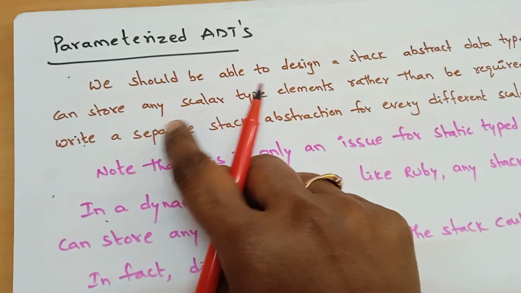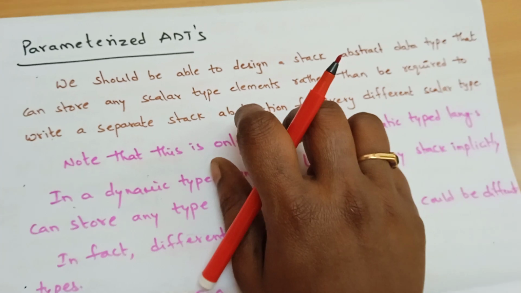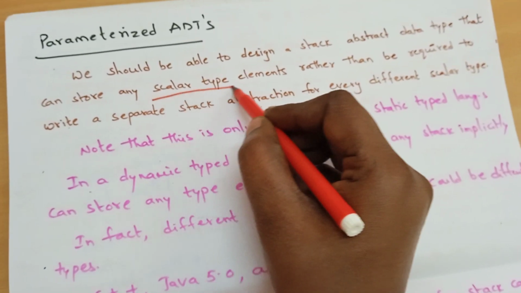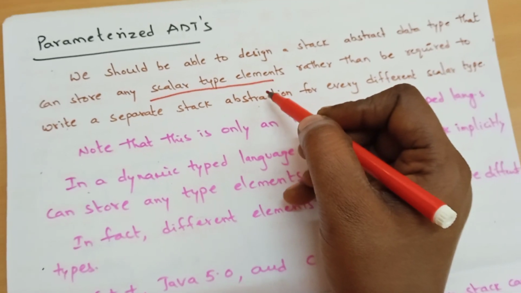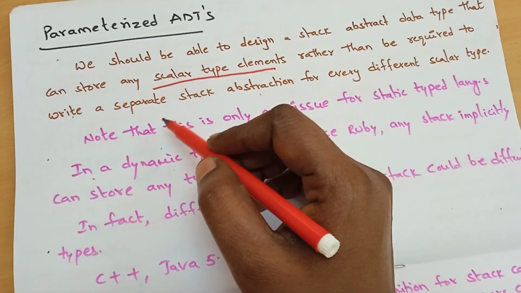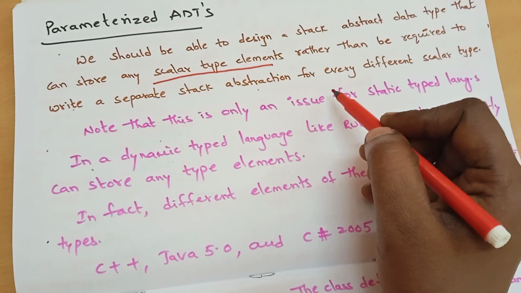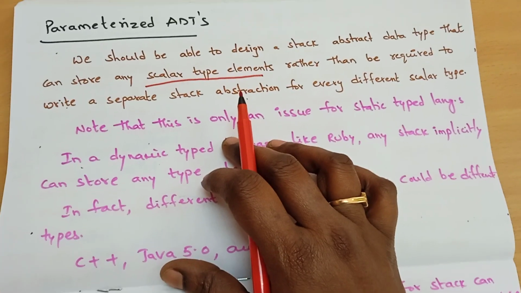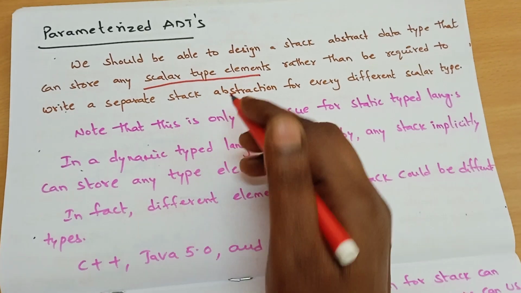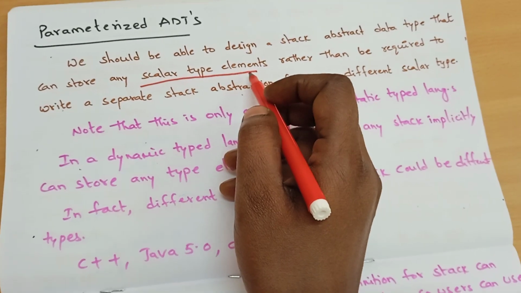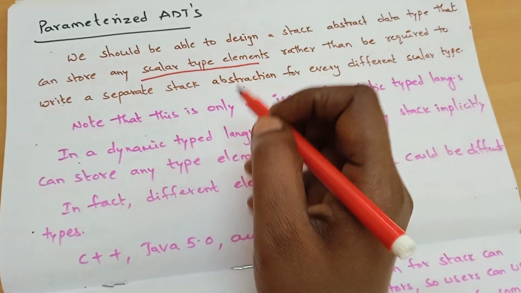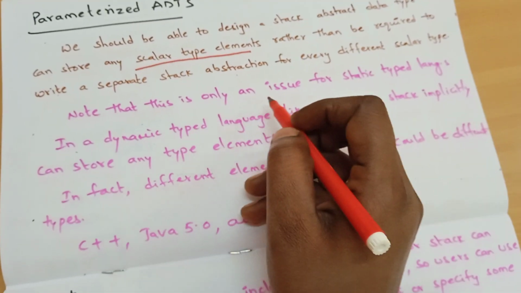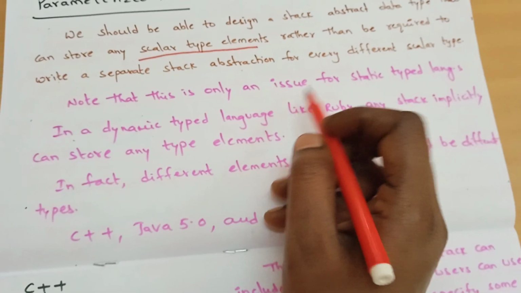Now we should be able to design a stack abstract data type that can store any scalar type elements, rather than being required to write a separate stack abstraction for every different scalar type. That means we are going to take the scalar type element as a parameter in the ADT. Note that this is only an issue for static typed languages.